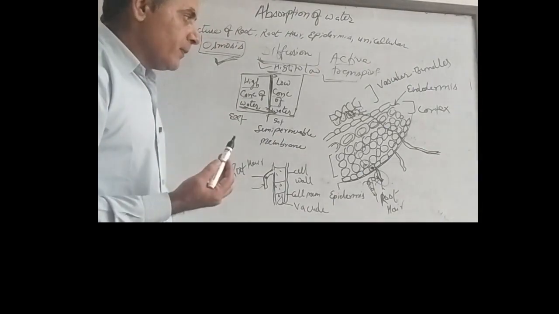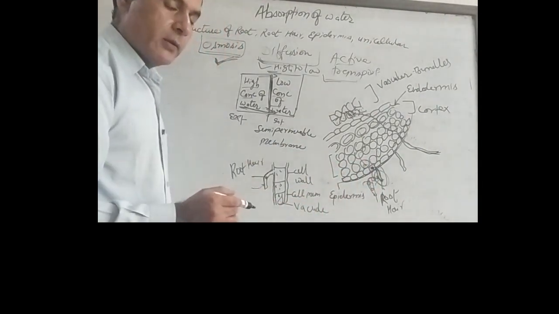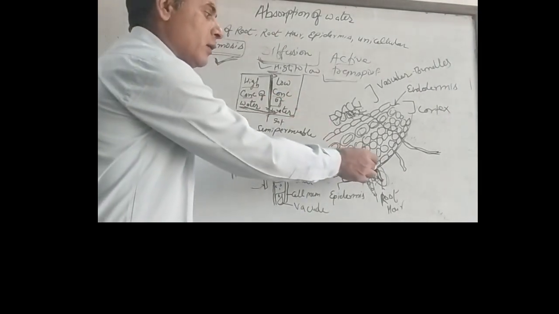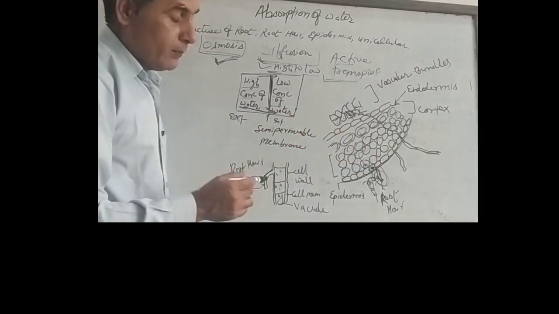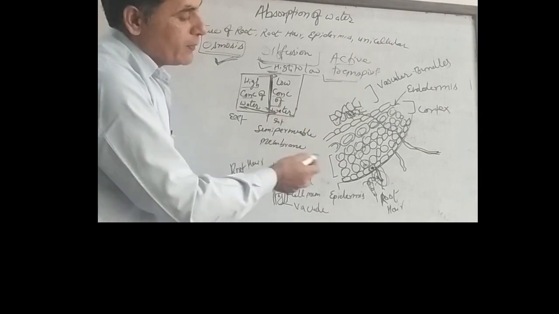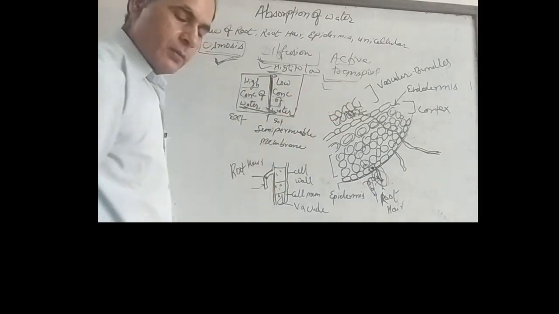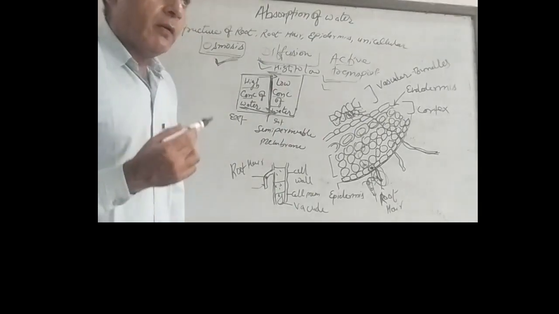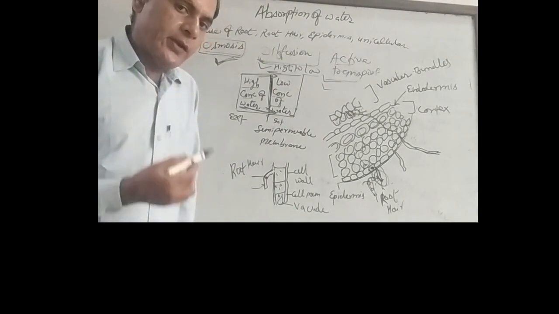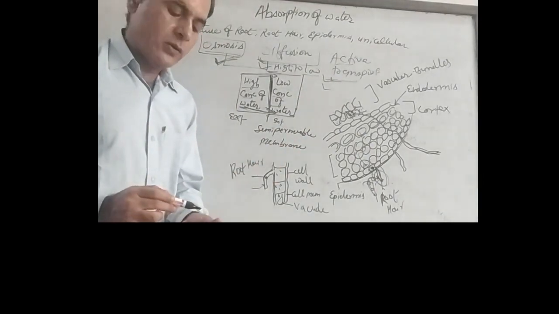When does active transport take place? It takes place when the concentration of salt and minerals outside the cell of the plant is less, but inside the cell the concentration of salt and minerals is more. Then the salt and minerals will be taken by the root hair or by the cells of the plant by active transportation. So this will require energy. Active transportation works against the concentration gradient. Osmosis and diffusion work along the concentration gradient, but this works against the concentration gradient.